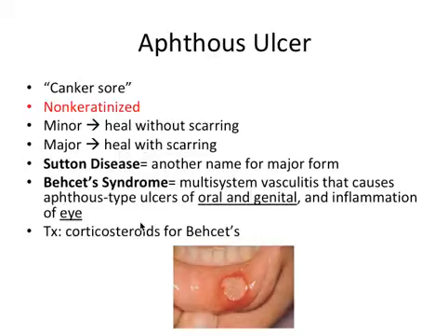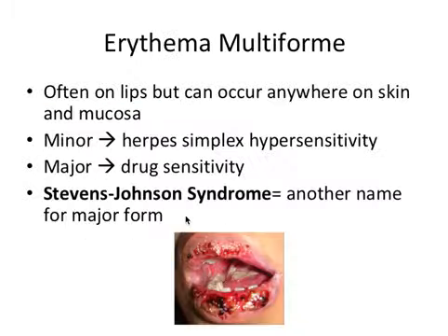And remember, steroids are anti-inflammatory. Anything that's involving a hyper or autoimmune response, where the immune system is overreacting to something, a steroid is a perfect treatment modality because it's going to be calming down the immune system and calming down the inflammation. So that's aphthous ulcer. Next, we have erythema multiforme, which often occurs on the lips, but can occur anywhere on the skin and mucosa.